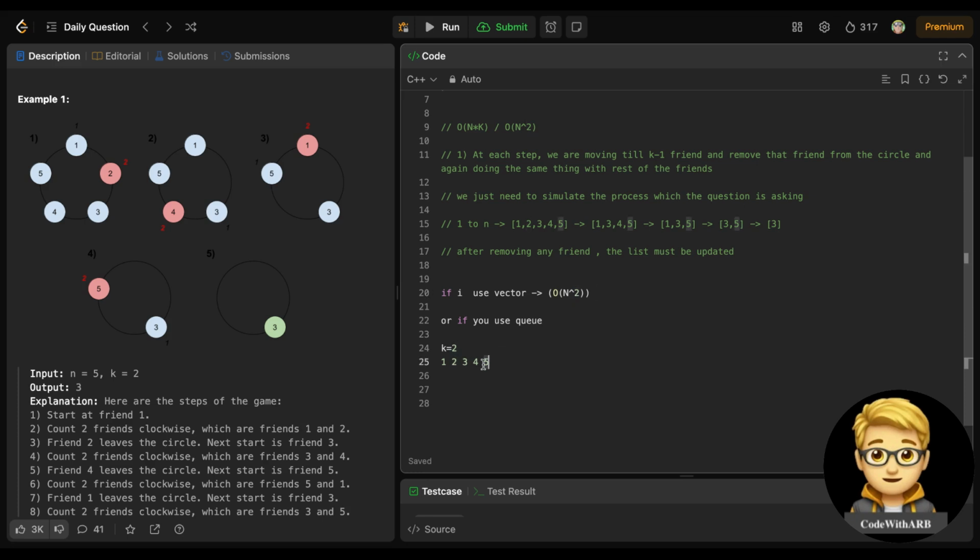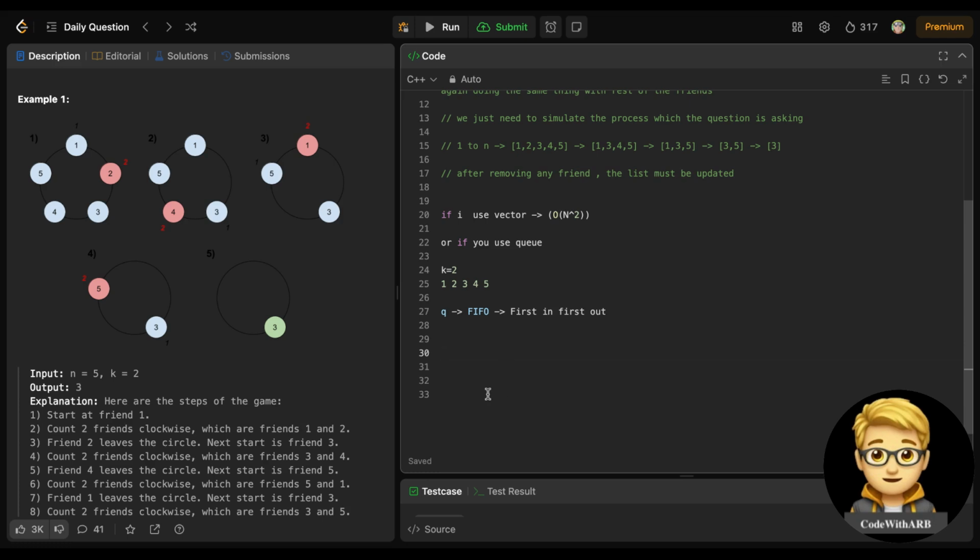So see, if I use a queue data structure here, what does queue do? Queue is first in first out, right? The element which is inserted first will be first out, right?